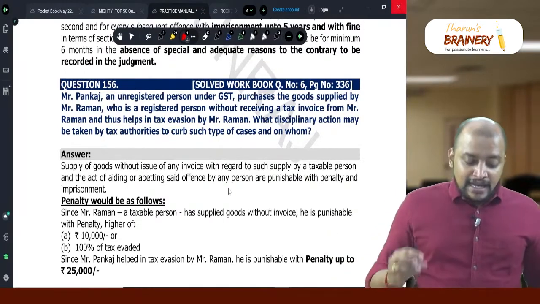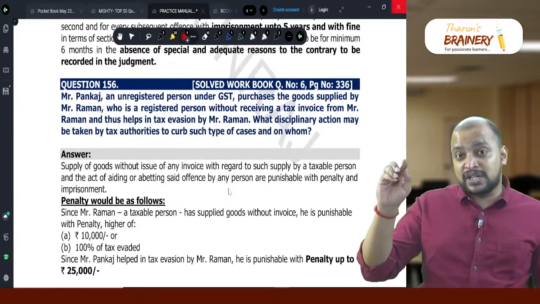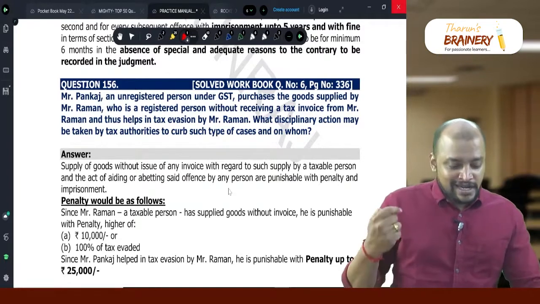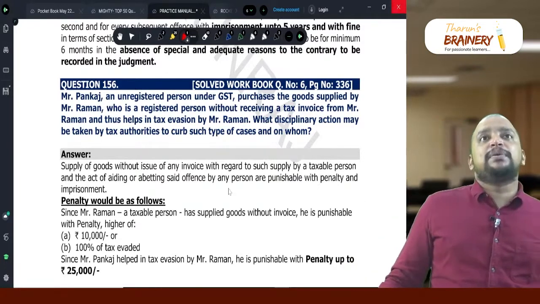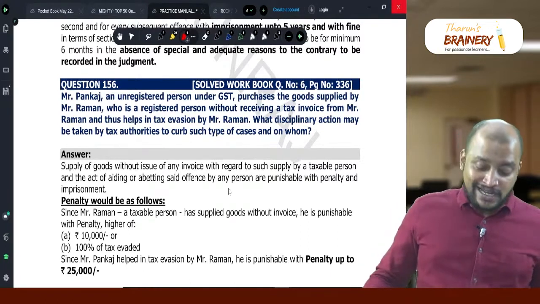So, here on Raman, the penalty will be under 122 subsection 1 for making supply without invoice. For making supply without invoice, the penalty on Mr. Raman will be 100% of the tax or 10,000, whichever is higher.